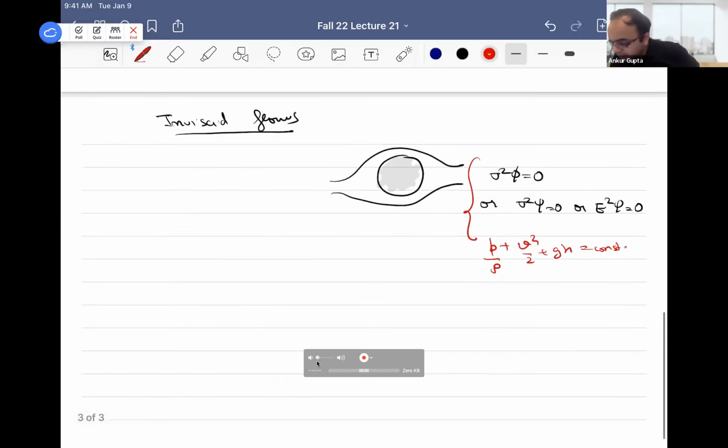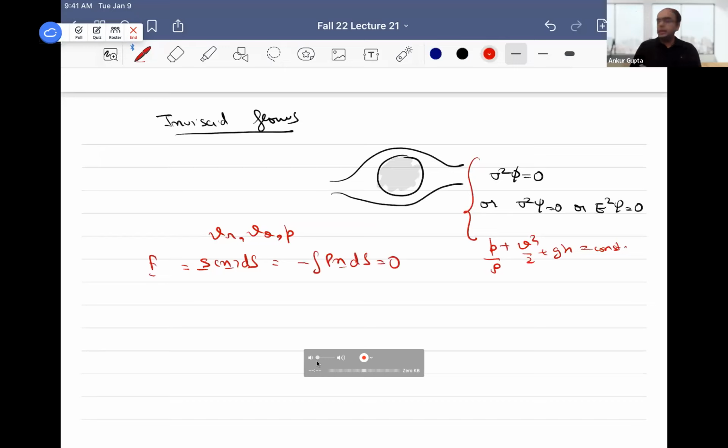So we could calculate V_r, V_theta, P, and then finally to calculate the force, we did this, and we got the integral of minus n times P dS, and that came out to be 0, right? So this was basically D'Alembert's paradox. So remember that this is something you also showed in your homework.